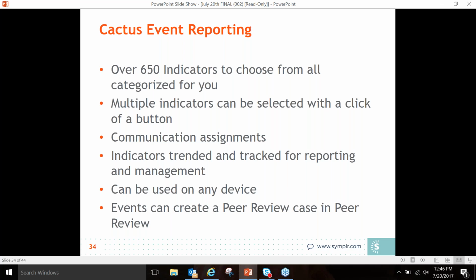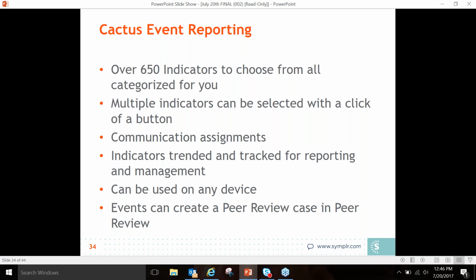I really like, too, in the event reporting area here, the indicators to choose from, because you can choose from more than one. If you want to trend and track two at a time, maybe a fall and a wet floor. And with each category, we have subcategories within that. And I'll show you an example of that.